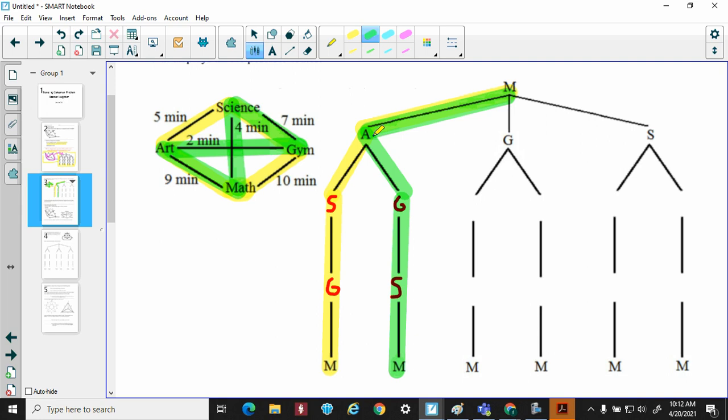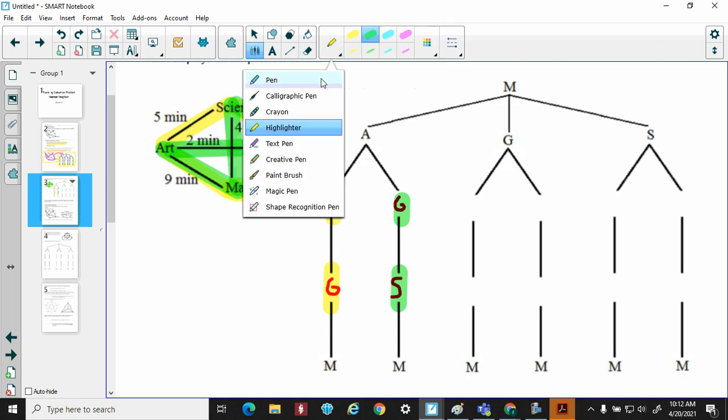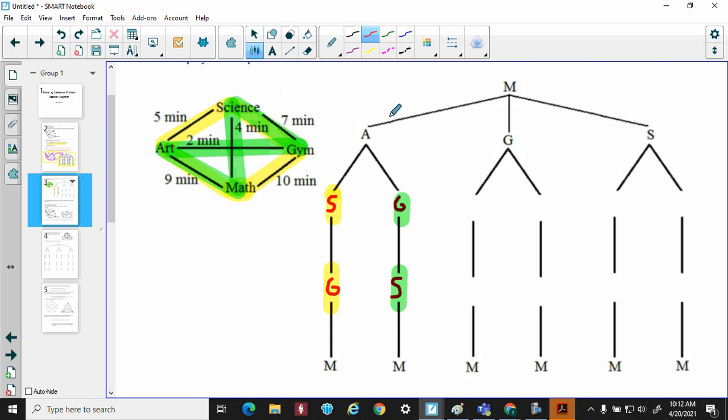Now, once you create your route, you need to then go back and do the times. Let me clean this up a little bit, though I can't clean everything up because it'll mess things up. When we start putting times on our branches, from math to art was 9 minutes. From art to science is 5 minutes. From art to gym is 2 minutes. From science to gym is 7 minutes. Gym to science is 7 minutes. Gym back to math is 10 minutes. And science back to math is 4 minutes.